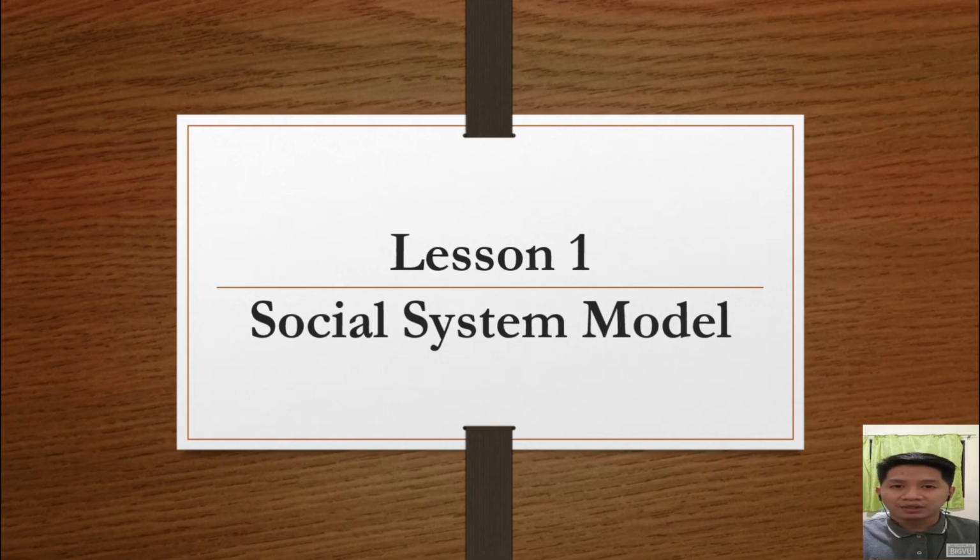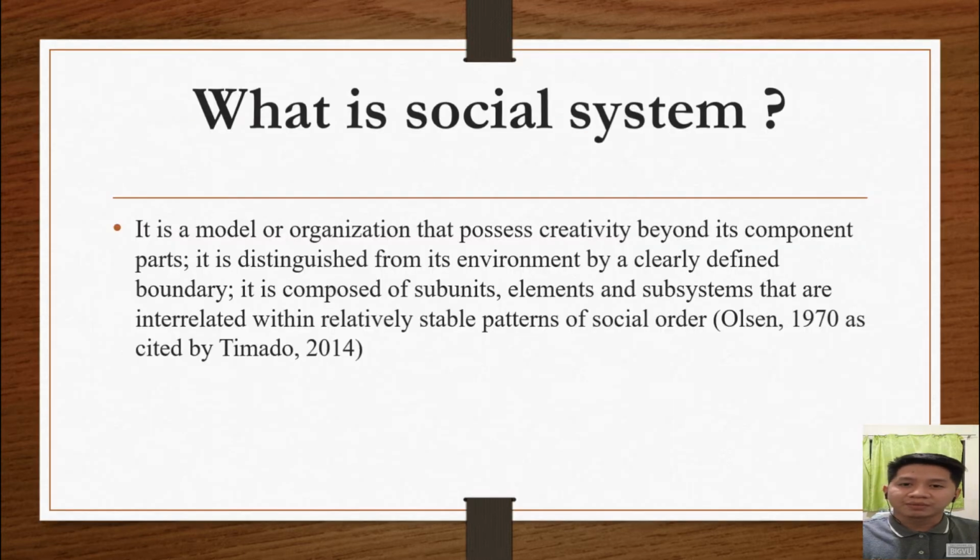Welcome to the lesson 1, the social system model. So what is social system? It is a model or organization that possesses creativity beyond its component parts. It is distinguished from its environment by a clearly defined boundary. It is composed of subunits, elements, and subsystems that are interrelated within relatively stable patterns of social order according to Olsen 1970 as cited by Timado in 2014.